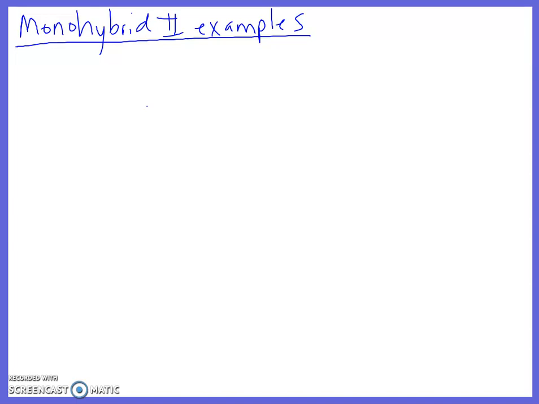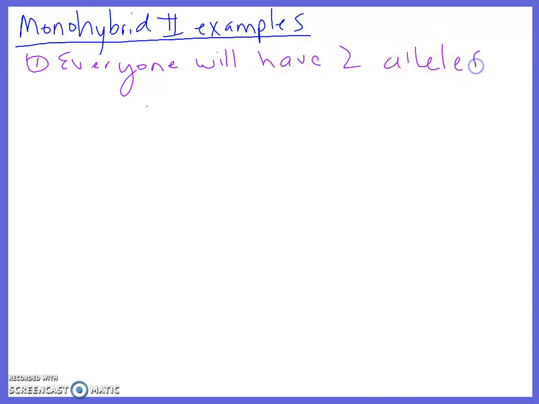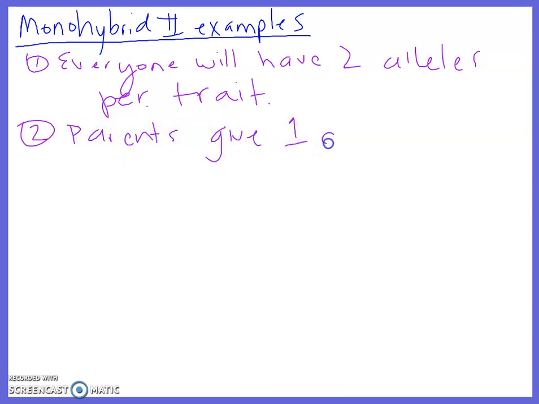Either way, some key things that we need for monohybrid problems, or really problems in general, is that we need to remember that parents are going to have 2 alleles per trait, really everyone. So everyone will have 2 alleles per trait. So this means if you have brown hair, you have 2 alleles that gave you that brown hair. Now, whenever we are talking about genetics, parents are going to just give 1 allele to each offspring. So they give 1 allele, or 1 letter as we've looked at it, to the offspring.